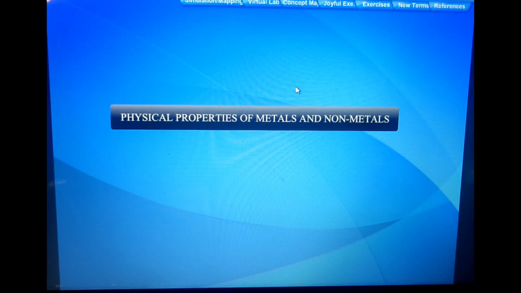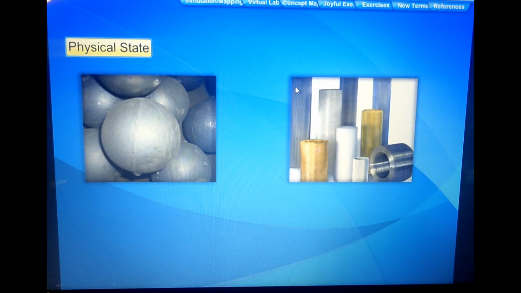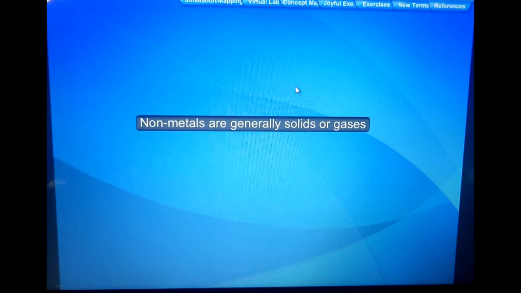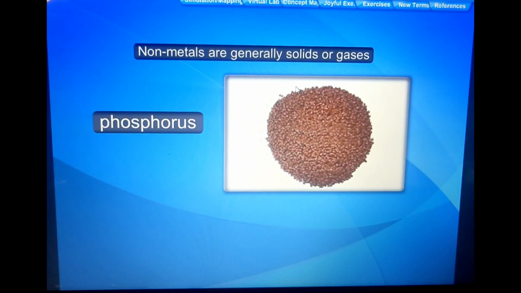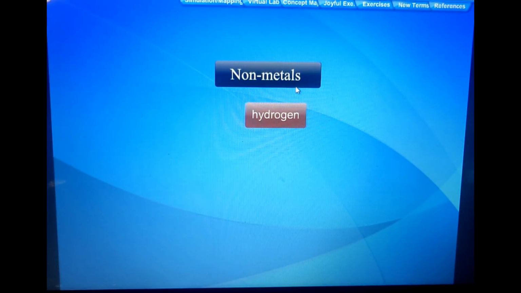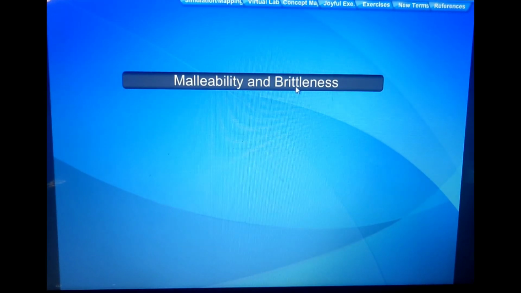Physical properties of metals and non-metals. Physical state. Most of the metals are solids at room temperature. Mercury is the only metal known to occur in liquid state in nature. Non-metals are generally solids or gases. Non-metals like sulfur, phosphorus, carbon are solids. Non-metals like hydrogen, oxygen, nitrogen are gaseous.